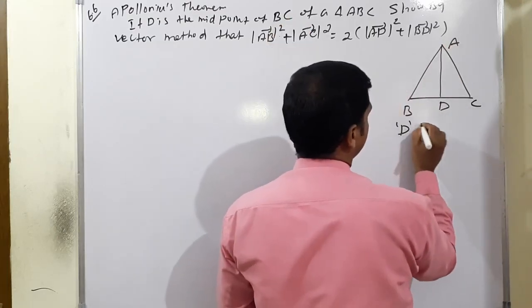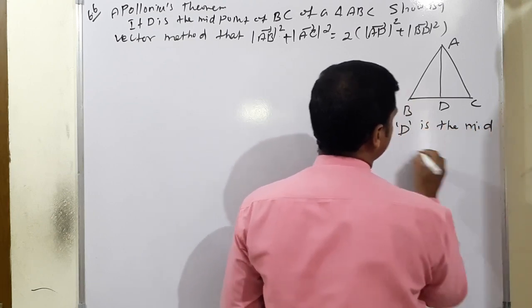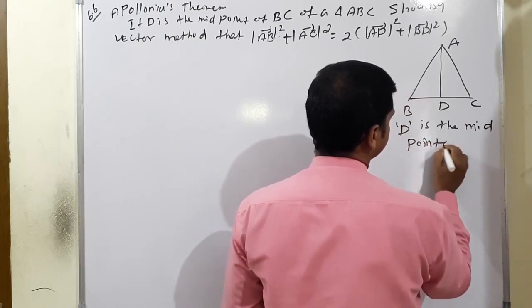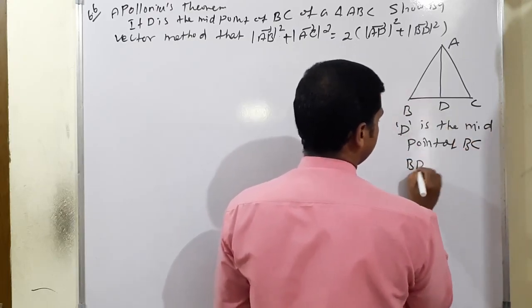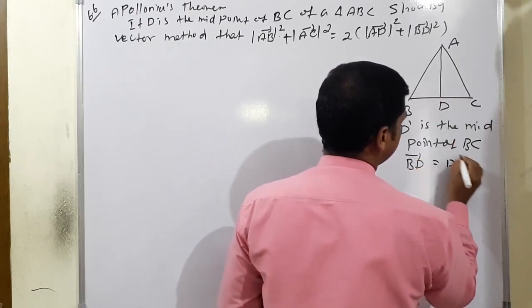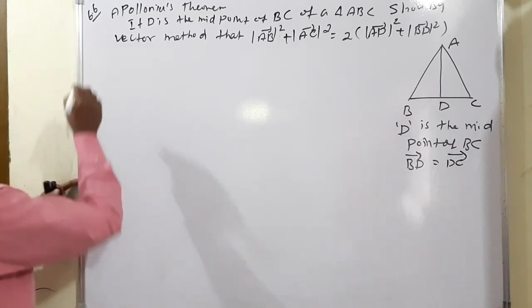Therefore, D is the midpoint of BC. So midpoint of BC means definitely we can say BD vector is equal to DC vector, isn't it? Because D is the midpoint, no? Now moving to the proof.